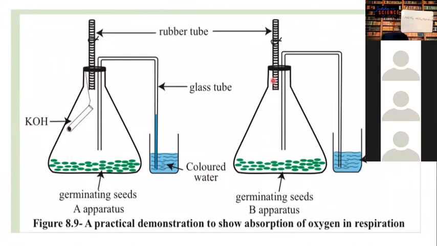So absorption and releasing both take place here. Here, oxygen absorption takes place, but the released carbon dioxide is absorbed by the potassium hydroxide. Therefore, in the glass here, the volume of oxygen decreases, and carbon dioxide release does not take place.